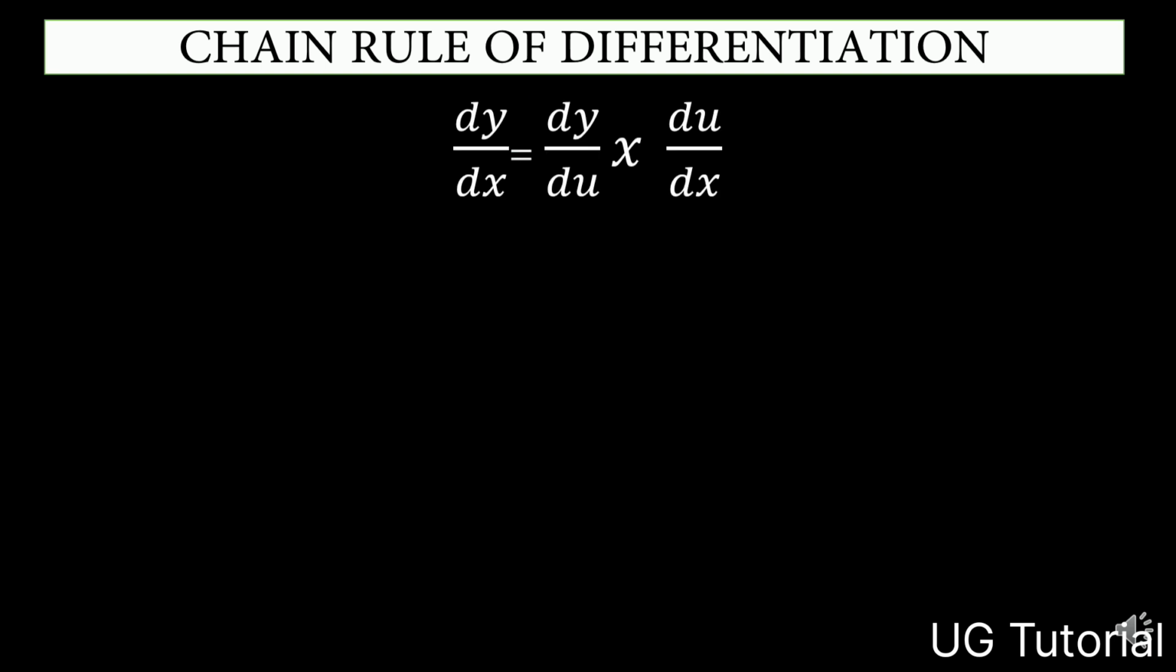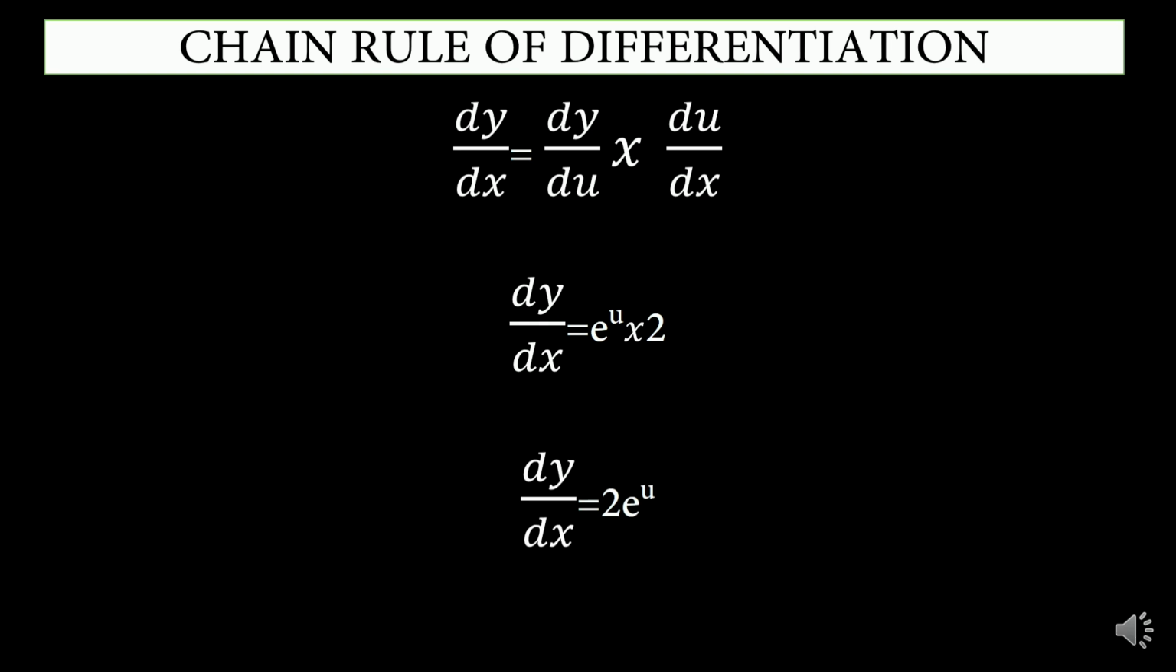So now let's apply the formula to this question. That is, dy over dx equals dy over du times du over dx. Then insert your values. If I insert the values into this expression, I'm going to have e raised to u times 2. That can be written as 2 e raised to u. Don't forget that u equals 2x. So you insert the value of u, and I'm going to have dy over dx equals 2 e raised to 2x.